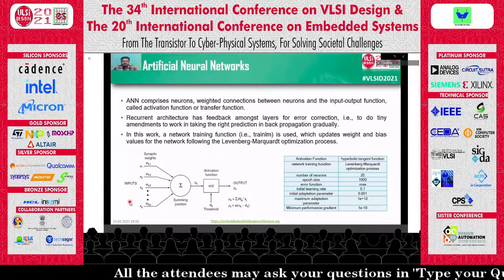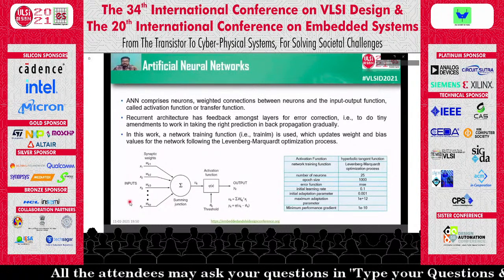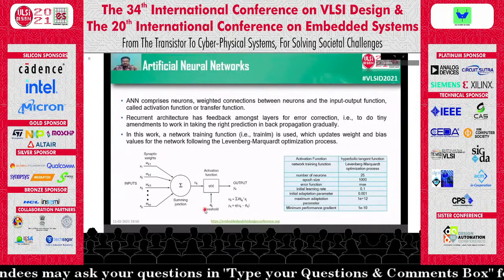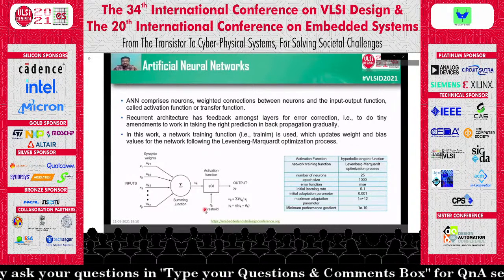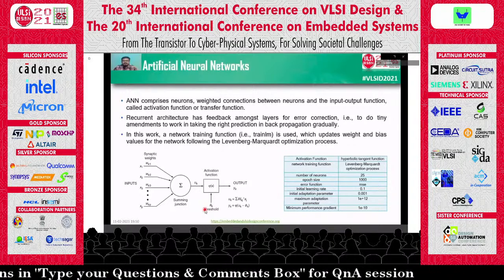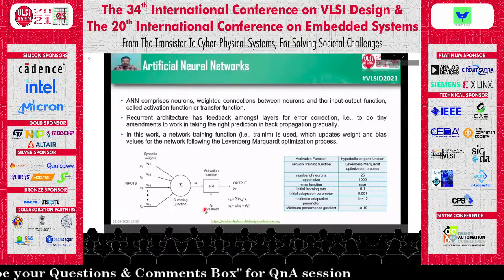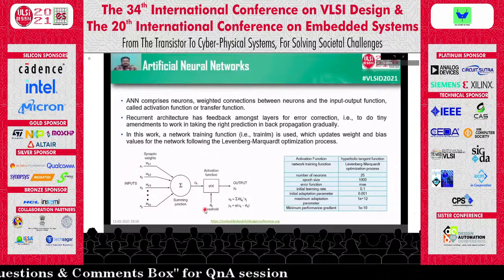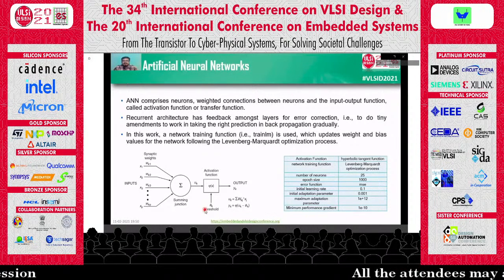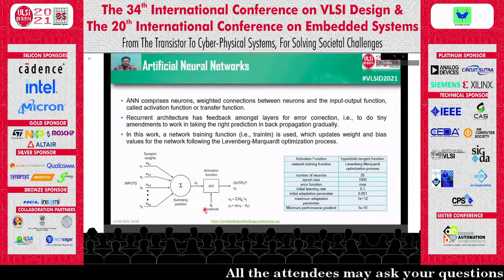An adder for summing the input signals weighted by the respective synapses of the neuron. An activation function for limiting the amplitude of the neuron. The activation function limits the permissible amplitude range of the output signal to some finite value, and also a bias term. The process of training a neural network requires detection of the function and tuning the weights of the network for optimizing the performance. The performance goal is the maximum acceptable difference between the actual output and the predicted outcome.